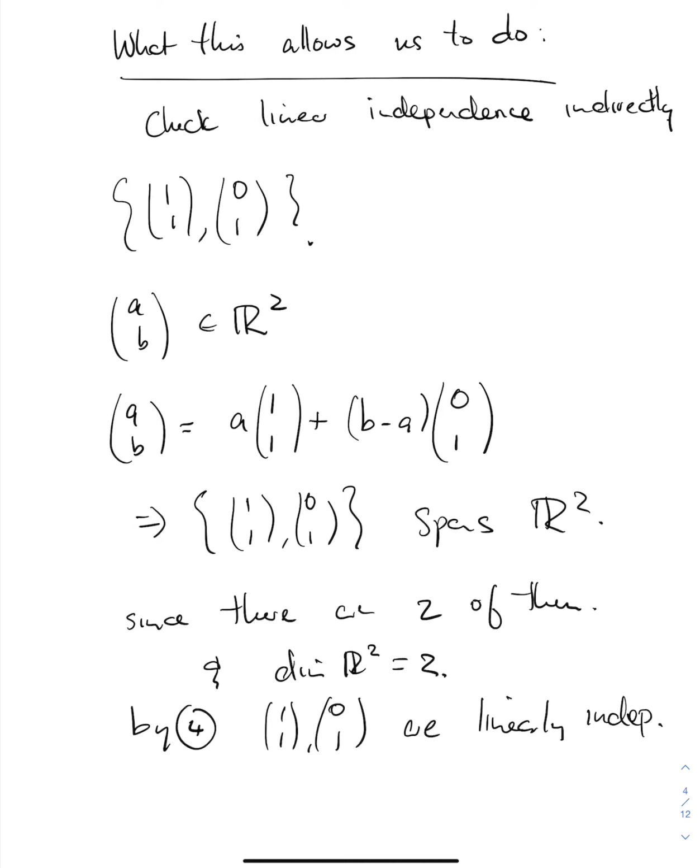For small vectors like this, perhaps this is not the most efficient way to check linear independence, but you can imagine as the vectors get larger and as the size of the sets get larger, this might be a good thing to have in your back pocket as a tool.